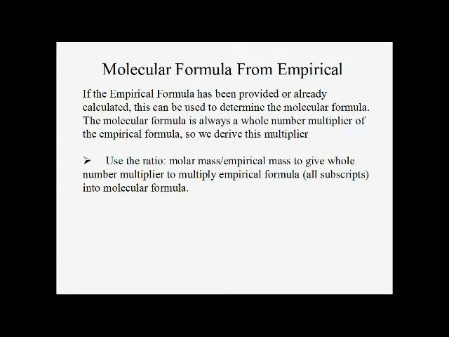And we determine the molar mass of the empirical formula. Then we're going to do a ratio of the molar mass of the compound over the empirical mass. This should give us a whole number, this ratio. Then we multiply the empirical formula by that whole number, and that will become the molecular formula. So when we multiply the empirical formula, we're multiplying all the subscripts, including the ones that we don't write out.